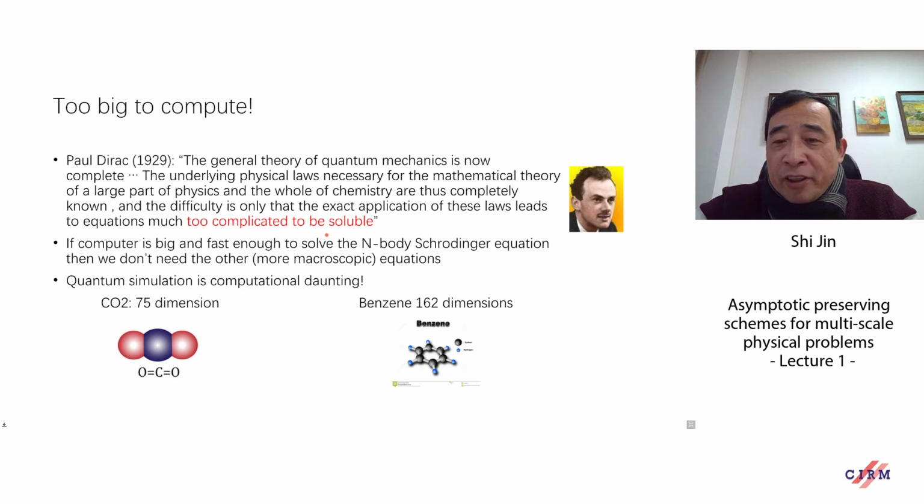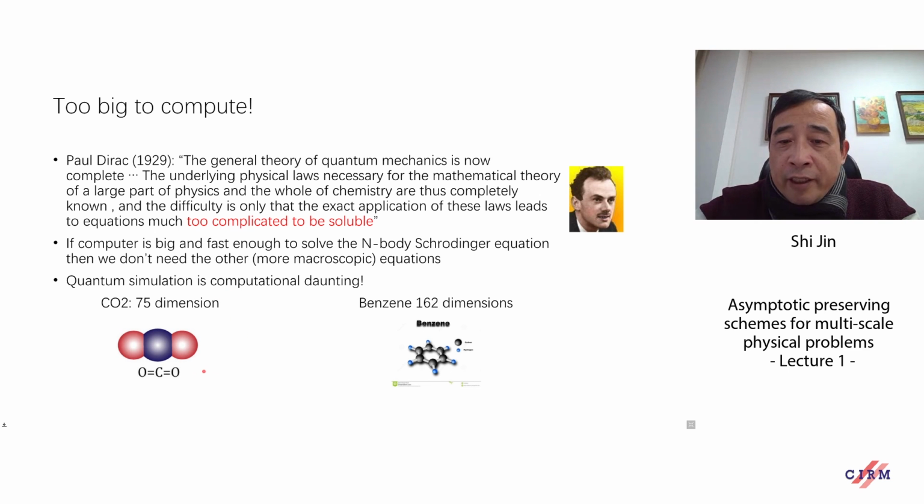But of course, you say, well, it's just a linear PDE, right? We know how to solve linear PDEs. So the question is that the size of the problem is just simply too big for you to compute. You don't have an analytic solution, so you have to use a numeric computer to solve it. So if the computer is big enough and fast enough, and you are able to solve this many-body Schrodinger equation that I showed you in the previous slides, then actually you don't need the other equations. You don't need all these other macroscopic equations. Just solve the Schrodinger equation, and it tells you everything about matter, okay? But the only problem is that we are not at a stage where our computer is big enough and fast enough to do this.